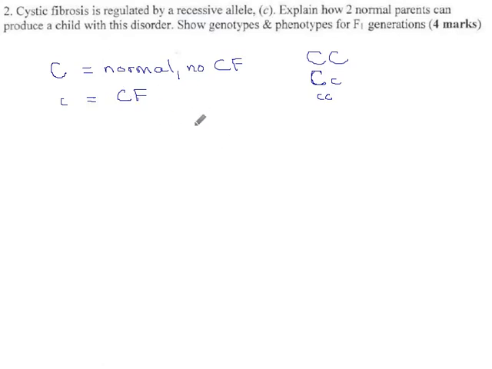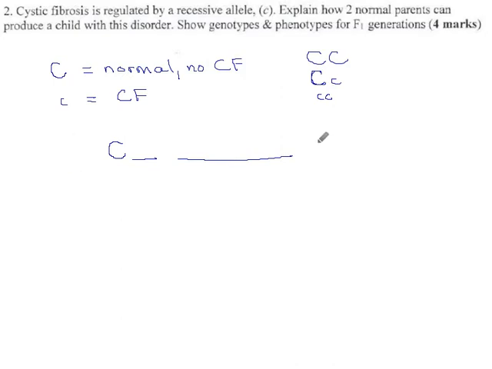So they say, how could you have two normal parents who don't have CF, but they have a child who does? Here's what we know about our family tree. We have a mom who does not have cystic fibrosis. That means her genotype is big C, don't know. Right? If you're normal, you have one capital C, but we don't know what your second letter is, so we'd have to leave that empty.